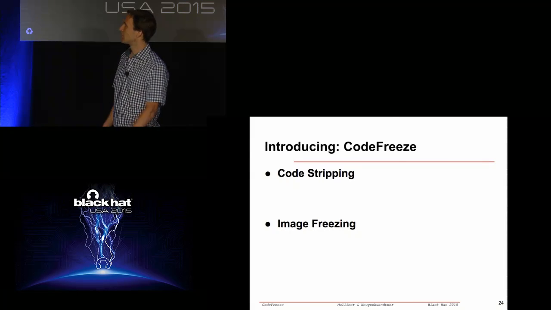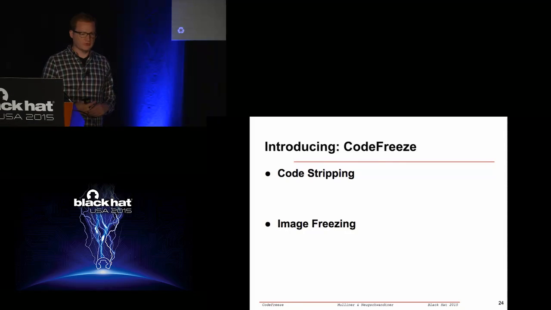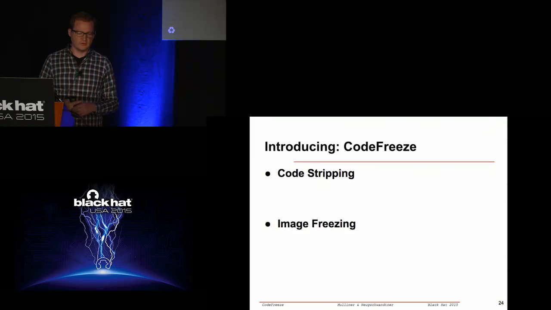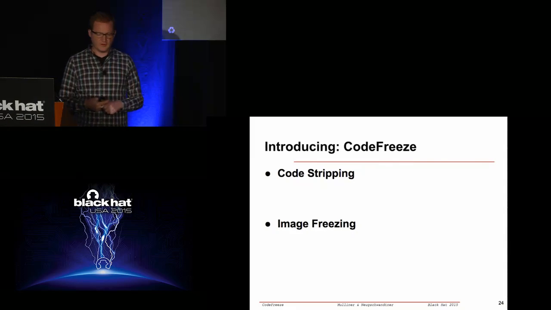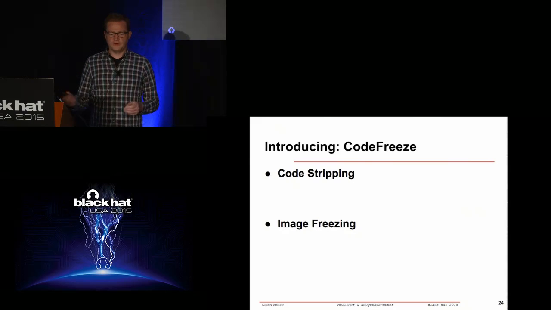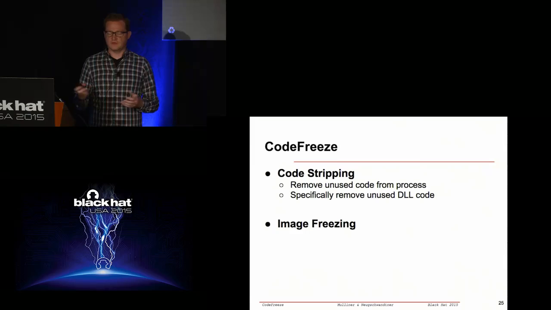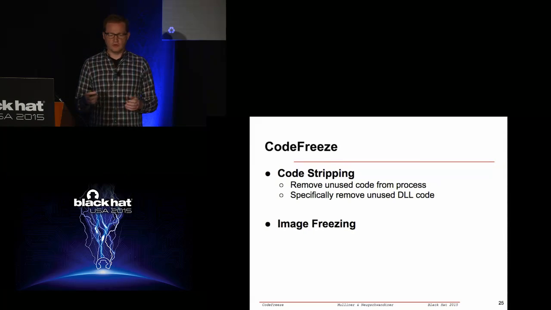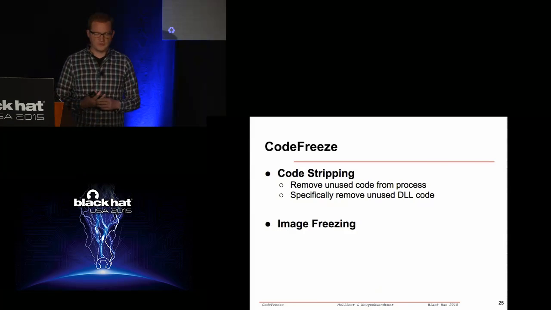So now we talk a little bit about what the problem is and what we want to do. We saw that there is potential for removing code, and so we came up with the system which we named CodeFreeze. We have 2 big components in here. One is the dynamic code stripping, and the second component we call image freezing. So the code stripping really is removing the unused code from the process.